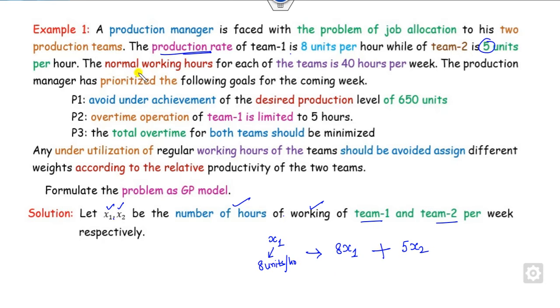Is there any requirement given to you? This is the normal working hour for each team, that is 40 hours is the normal working time. That means x1 and x2 have a normal working hour of 40. This is given to you.